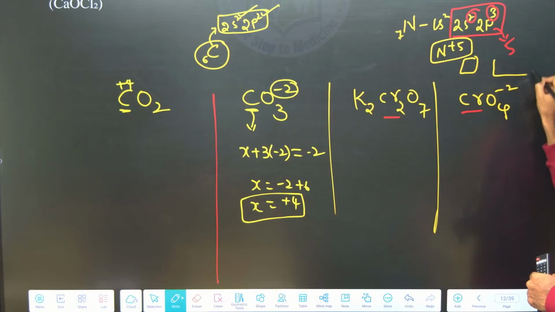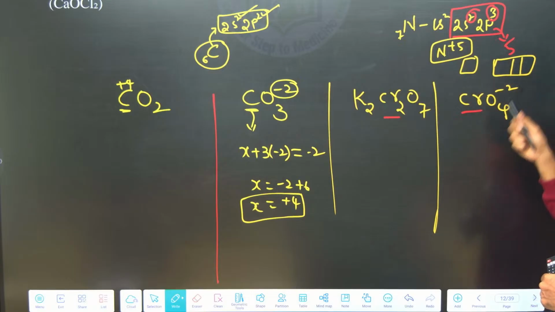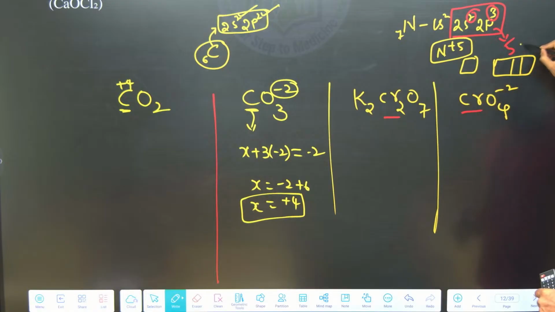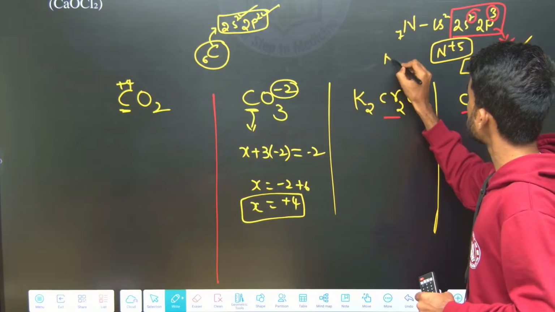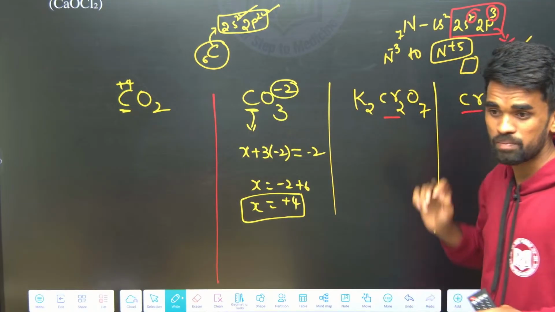How many p's are there? 3 p orbitals are there. So maximum electrons how many can we fill? 6 here, 2 here, total 8. Already 5 are there, remaining how many can we fill? 3. So the minimum oxidation state of nitrogen is -3 and the maximum oxidation state is +5.